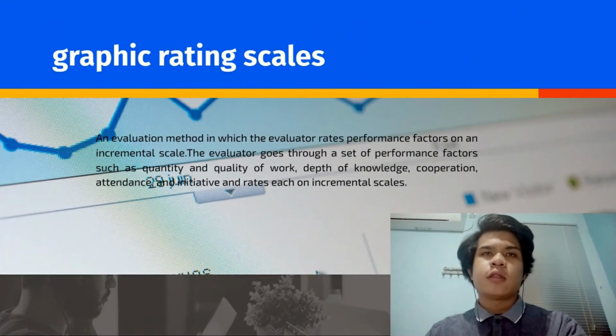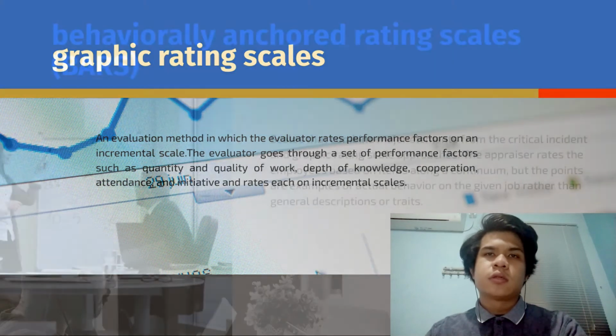Graphic rating scale. An evaluation method in which the evaluator rates performance factors on an incremental scale. The evaluator goes through the set of performance factors such as quantity and quality of work, depth of knowledge, cooperation, attendance, and initiative, and rates them on incremental scales.